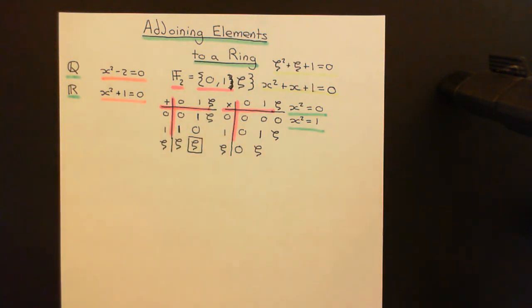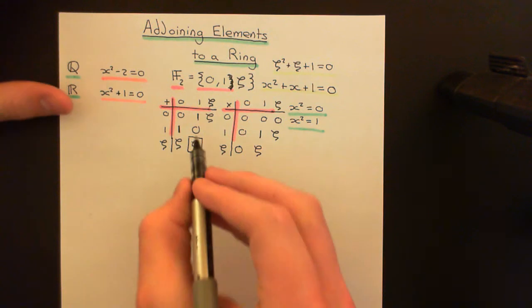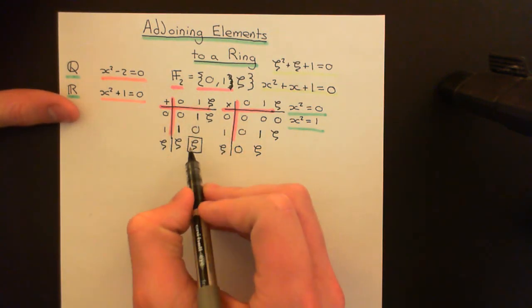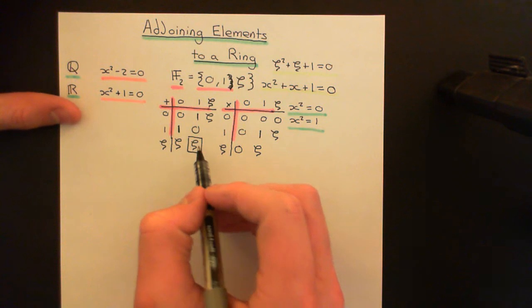It won't work because I can't make it so that the rows and the columns each contain the elements of the ring once and only once. So I have a problem. I cannot put any of the symbols that I've already got into this socket, so I'm going to have to create another symbol. There's no other choice.